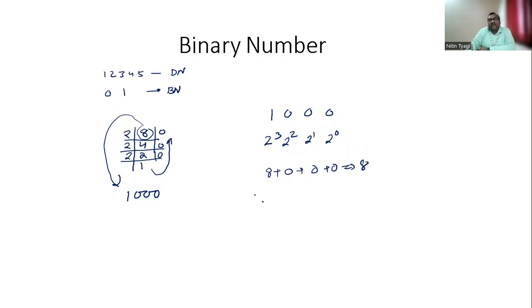Similar to this one, if I convert 1001: 2 to the power 0, 2 to the power 1, 2 to the power 2, 2 to the power 3. 2 to the power 0 is 1, 1 into 1 is 1. 2 to the power 1 is 2, 2 into 0 is 0. 2 to the power 3 is 8, 8 into 1 is 8. Add all these and you will get 9. This is the simple way to convert decimal to binary and binary to decimal, right?